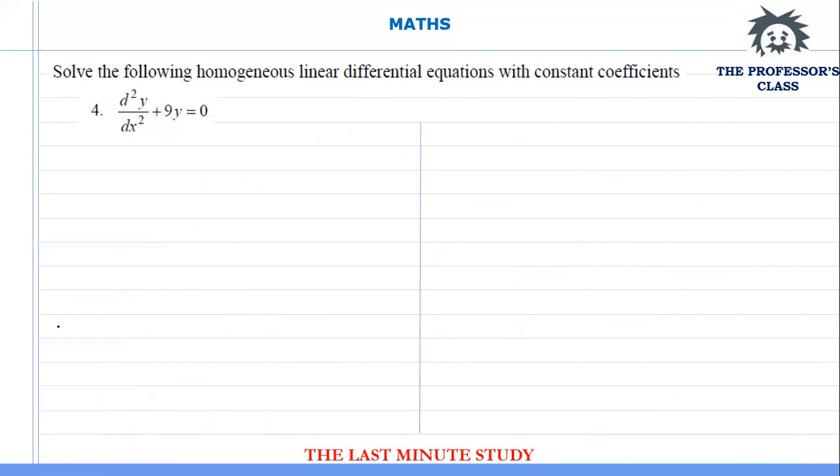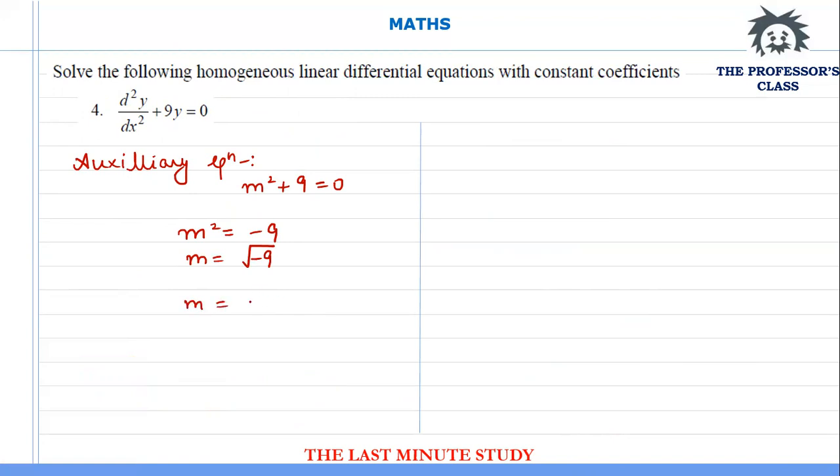Let's move on to the next question. Now in this question, the auxiliary equation becomes m square plus 9 equals to 0. From here, I can write down that m square is equal to minus 9, or m is equal to under root of minus 9, which becomes plus or minus 3 under root of minus 1. So if you guys remember it from your school, the under root of minus 1 is an imaginary number i. So the value of m will be plus or minus 3i.